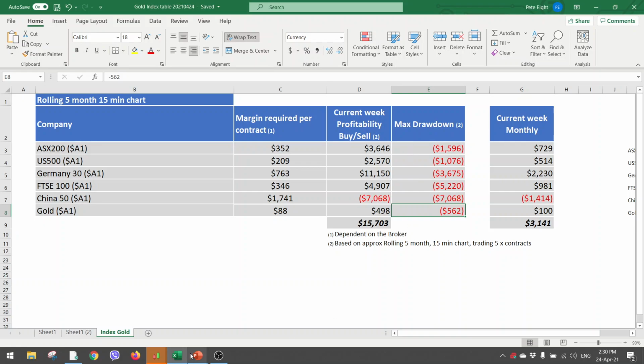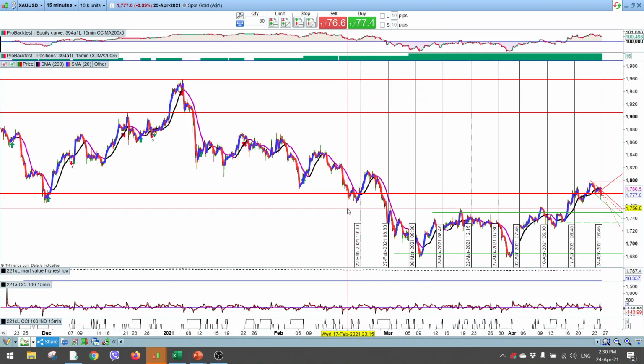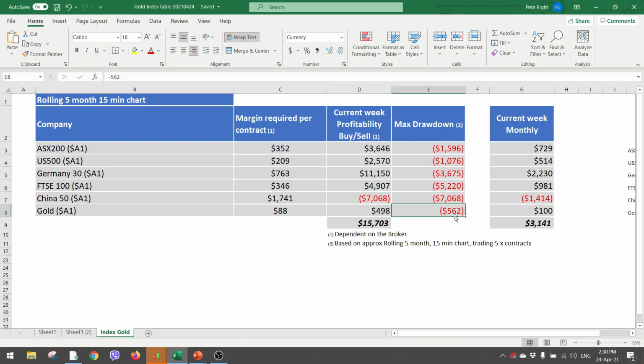And these drawdowns, as a reminder, how you read that, it's basically looking at what the biggest profitability drop has been. So in this case for gold, it's gone from that level there down to that lowest level there. Now that equates roughly for gold, we're looking at the gold chart here, roughly to $562. That's how you read that.